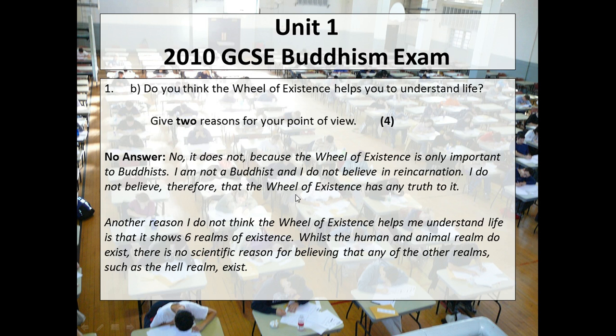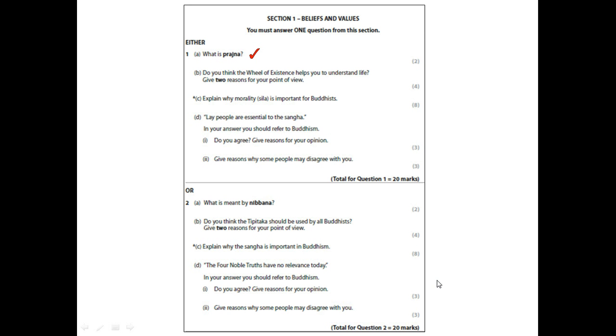You can also pause the video now if you want to read through this, but as in that other video, I'm not going to read it out now, because the purpose of this is to work on our exam technique. So we've done a B question. We can give that the Mr. Powers mini tick and move on to the next one, which is the C question: explain why morality is important for Buddhists.